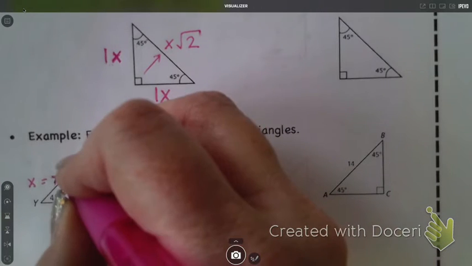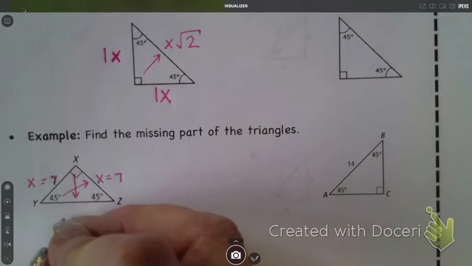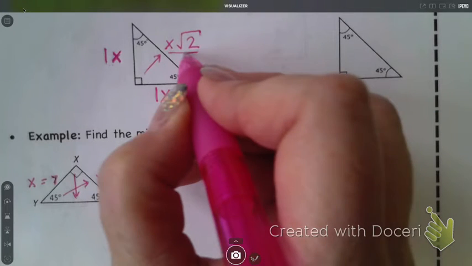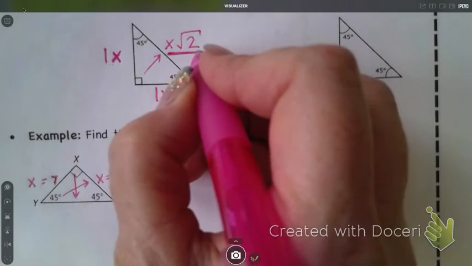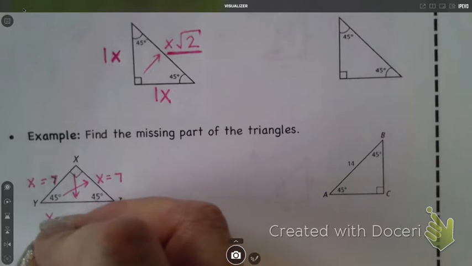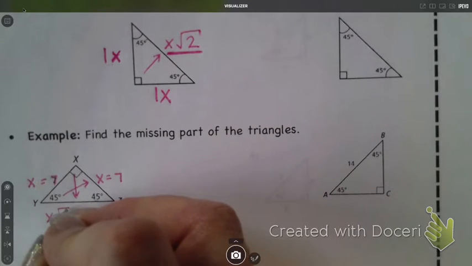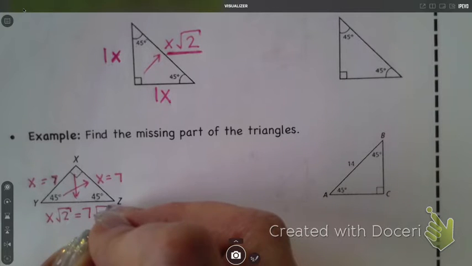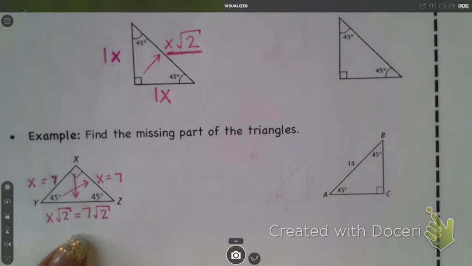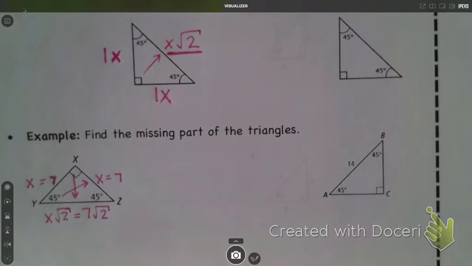Across from the 90, what is my ratio? x square root of 2. And what is x? 7. 7 square root of 2. I want you writing the ratios so you learn them today. Okay? Now that was pretty easy. x was already there, right? Is that the answer? Yep, that's the answer. Those are the side lengths of that triangle.